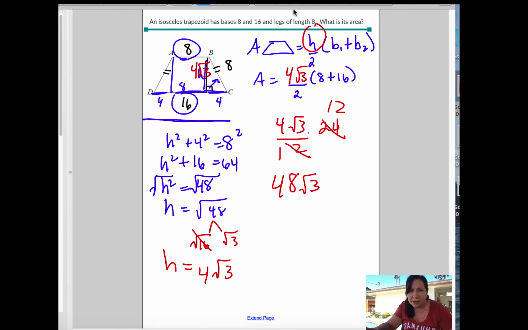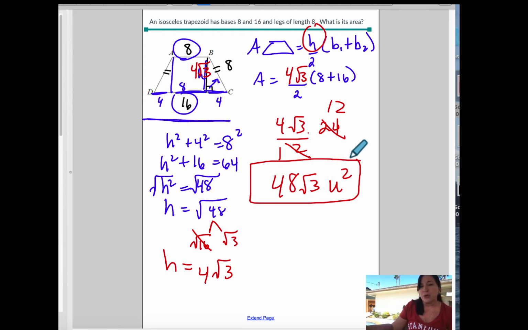And it looks like my lengths are not labeled. So therefore, I'm going to go with units squared. Always label it. If there's no units listed, then you just call it units squared.